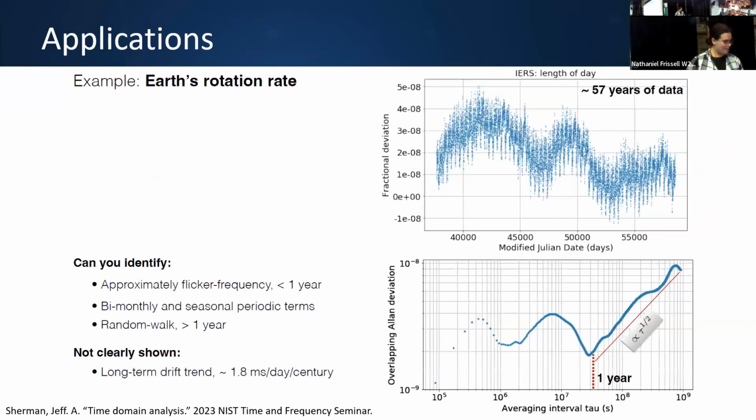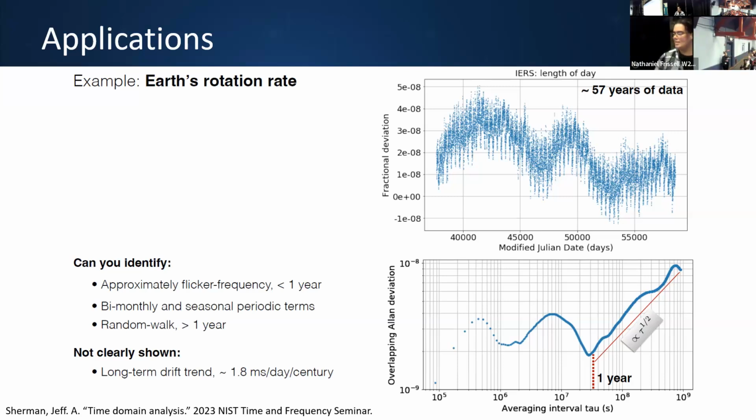Yeah, let's see. So let's talk about some different applications. This one's kind of fun. This is the Earth's rotation rate. A day is roughly 24 hours, and this is representing the variation in that rate. We can make an Allan deviation. This is actually a slightly modified version, but the plot reads kind of the same. And you can identify some pretty interesting things.